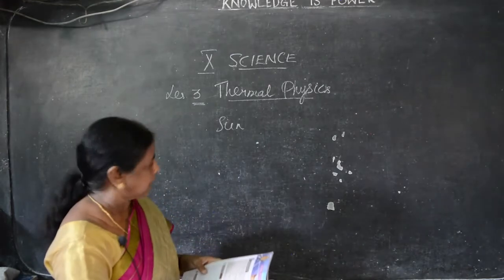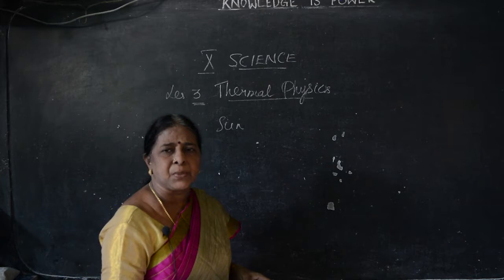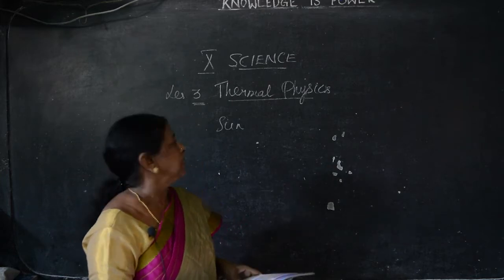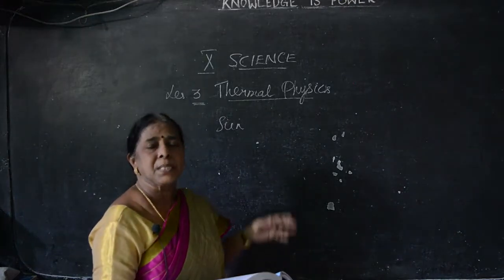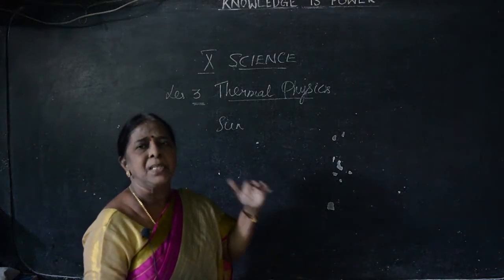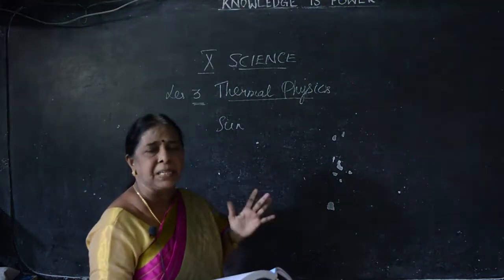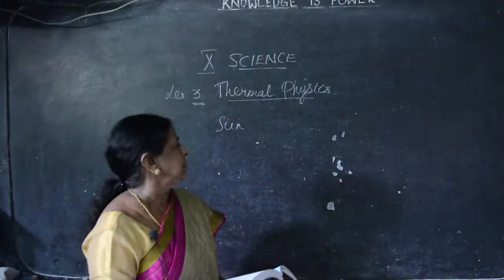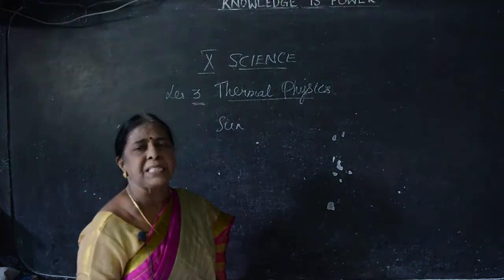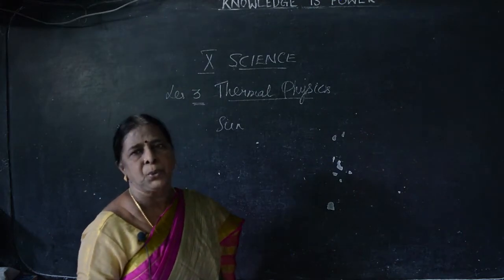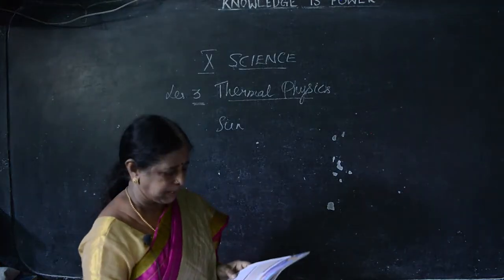So everybody needs a particular temperature for our survival. Even our normal body temperature is what? 98.6. Sorry, 98.4. This is because we need the temperature to maintain our body. The same like every object, every living thing, they need the temperature, that is heat. Studying about all those things is known as thermal physics.